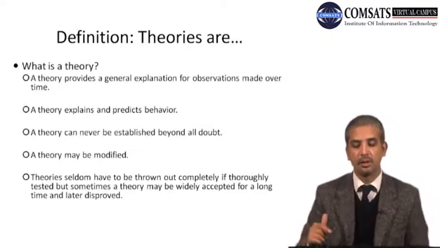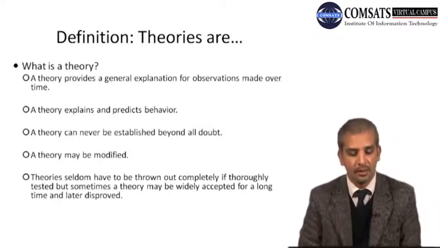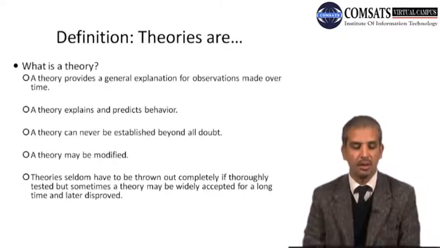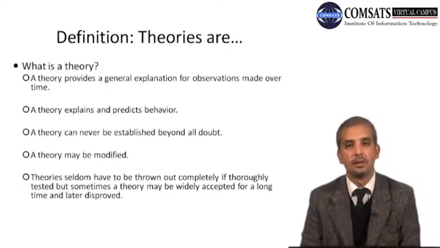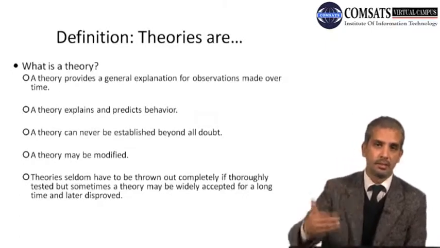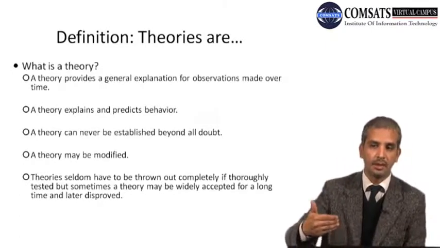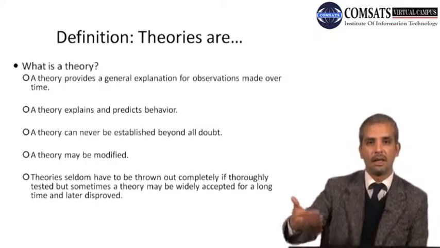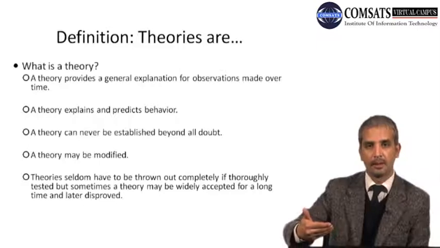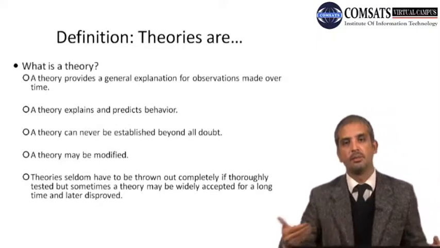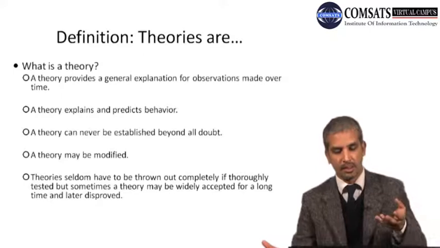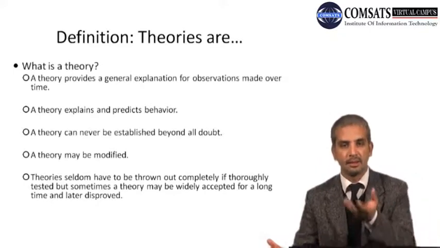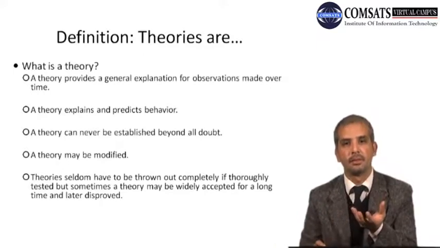Theories seldom have to be thrown out completely if thoroughly tested, but sometimes a theory may be widely accepted for a long time and later disproved. When a theory is tested and proved 101%, it becomes a law. As long as it is a theory, it is being tested and modified. It might be disproved later on, but as long as it exists, this is a generally accepted theory.